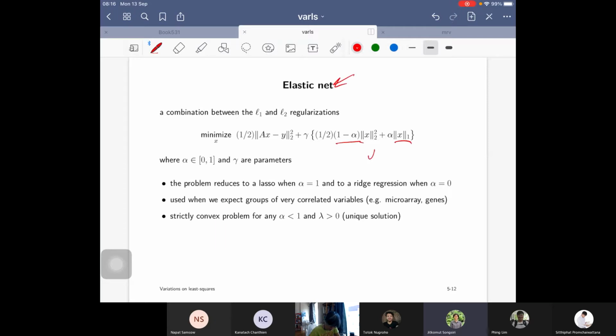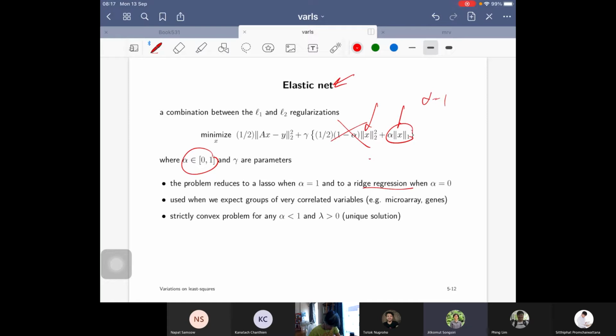If you put alpha equal to 0, of course, that reduces to the L2 norm regularization, or ridge regression. On the other hand, if you put alpha equal to 1, that reduces to the lasso problem. So choosing alpha in the range of 0 to 1 gives you a mix of the features from L2 regularization and L1 regularization.